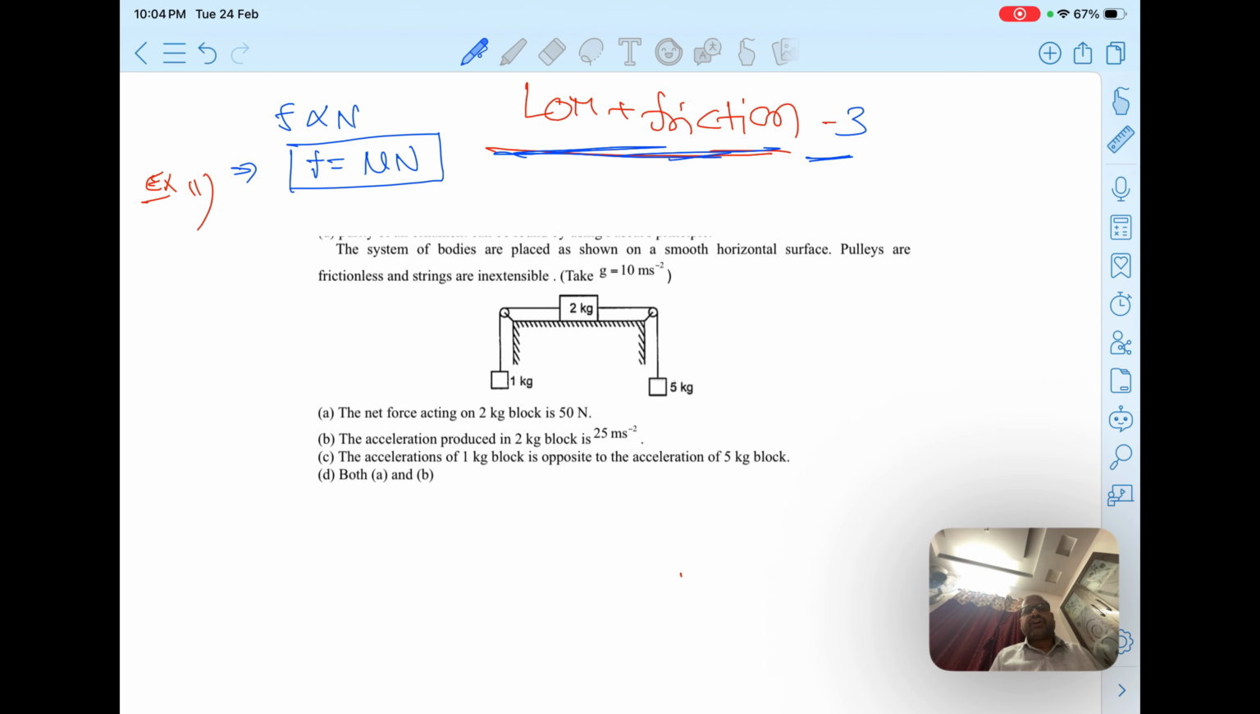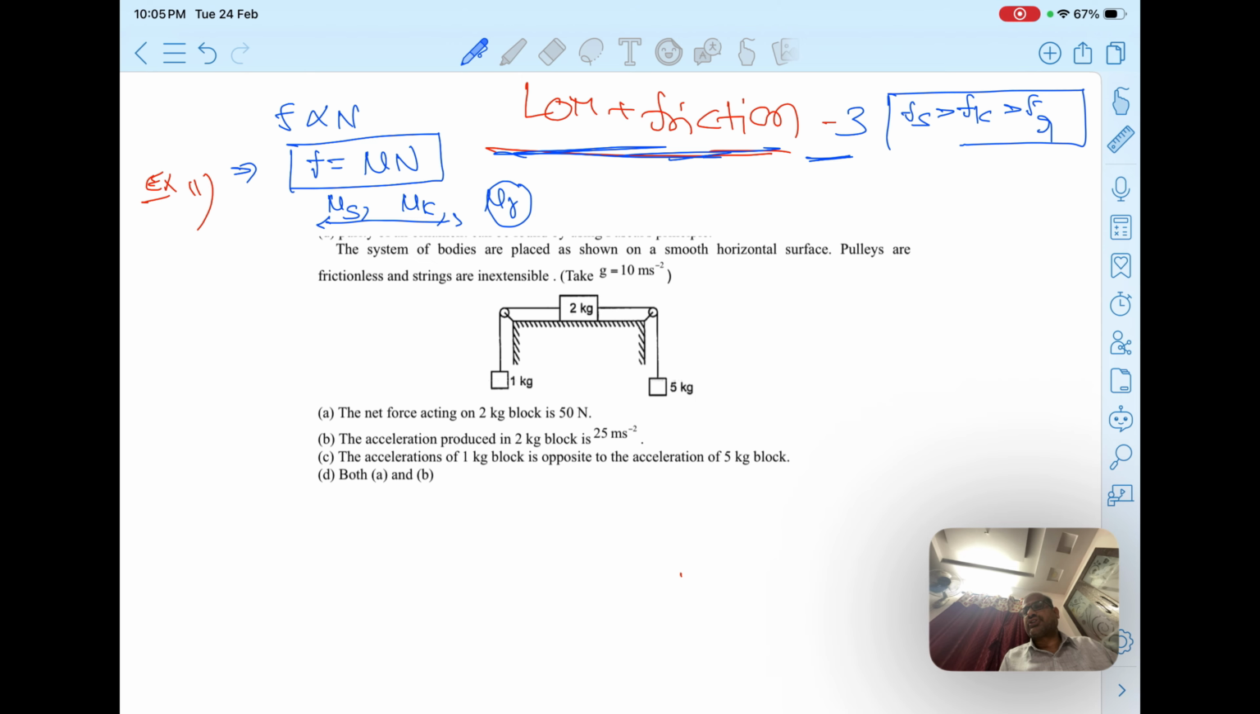For the 3 types of friction we defined 3 kinds of coefficient of friction: static, kinetic, and rolling. Up to lower classes, we only talk about the first two. Also we have seen that static friction is more than kinetic friction, which is more than rolling friction. These points we have seen as part of revision. You're getting it right. Now let us do one by one.